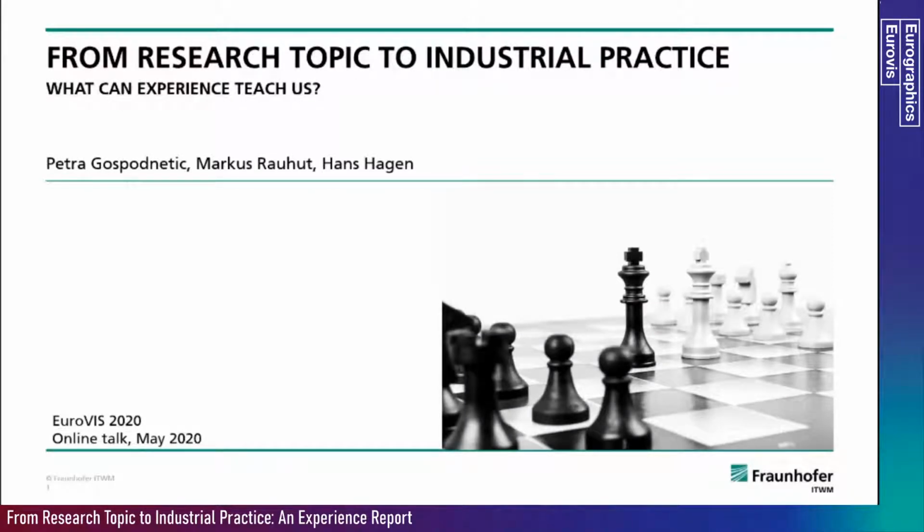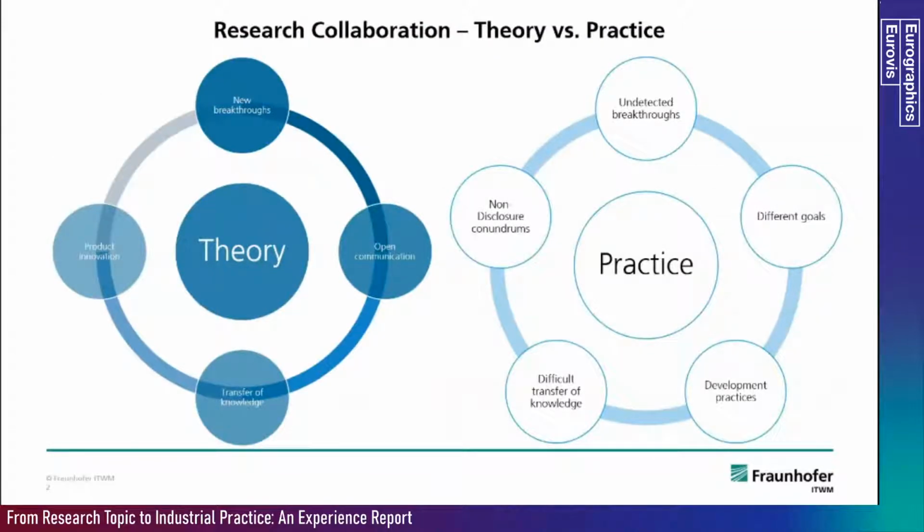Hello everyone, and welcome to the talk from research topic to industrial practice. Today I would like to talk a bit more about the experience that many of us are probably familiar with, and I would like to highlight certain aspects of it, and see how we can actually bridge those problems. So, what does research collaboration actually look like? Theory versus practice. In theory, the researchers are building breakthroughs, we openly communicate our findings to the industry, and then we transfer our knowledge to them, and together we make a better product. Together we lead the industry on the path to product innovation.